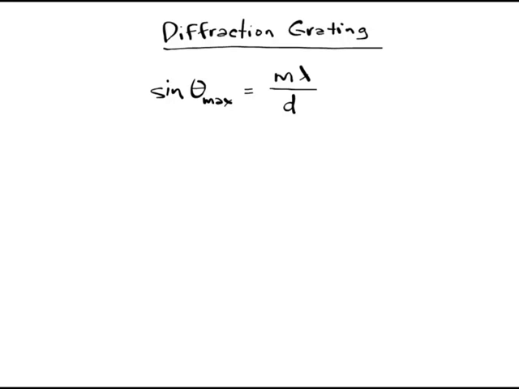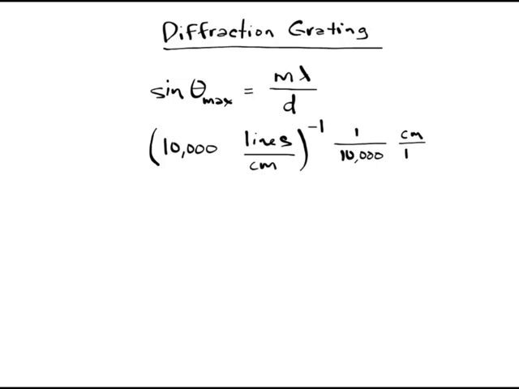Instead of being given the slit spacing, for a diffraction grating you're often told how many lines there are per distance, often in centimeters. So you might be told that there are 10,000 lines per centimeter. Now, to figure out what the slit spacing is, think about it: it's how many centimeters there are per line. So really, you just have to take the reciprocal of this number, and you'll get what you need, which is 1 over 10,000 centimeters per line.